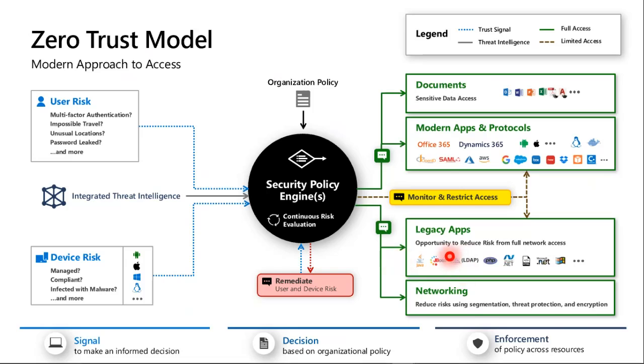Legacy applications, we can handle that with proxies, an opportunity to reduce risk from full network access. We can point you directly to where you have to go via proxy or whatever the protocol, and put you under the same umbrella for continuous risk evaluation and remediation. And then finally, networking: reduce the risk using segmentation, threat protection, and encryption. So there you go, that's the modern approach to the zero trust model.